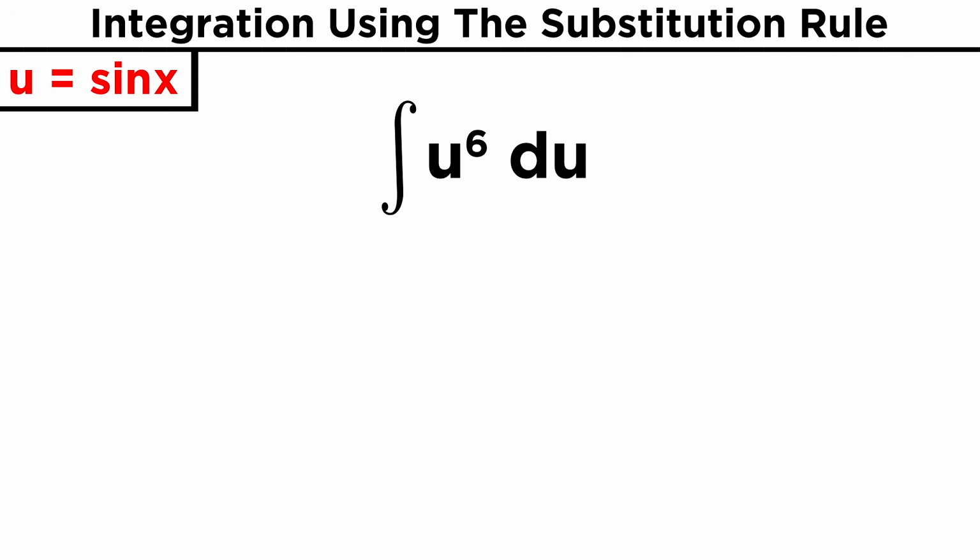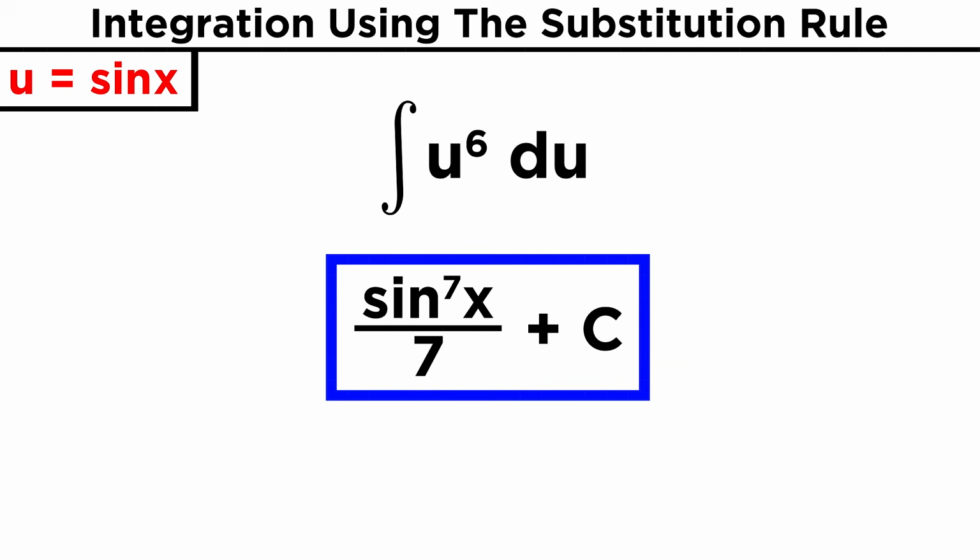Integrating u to the 6th gives us u to the 7th over 7. We return u to its original form, and we get sine to the 7th of x over 7 plus c.